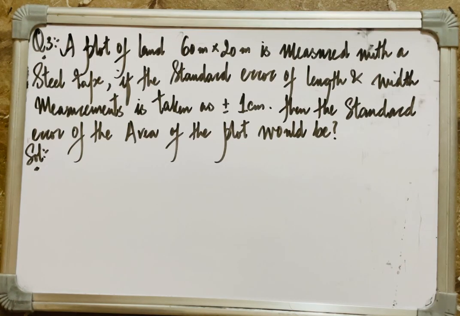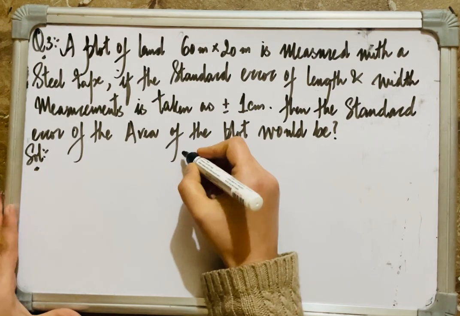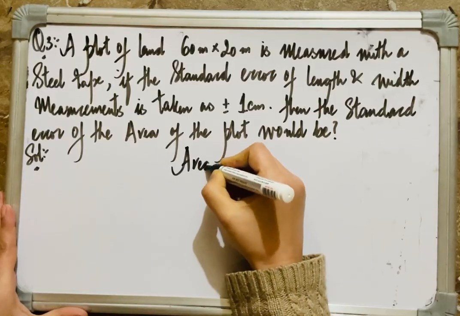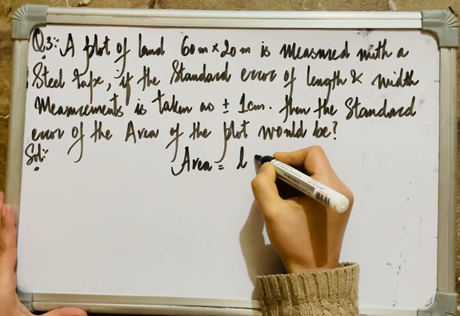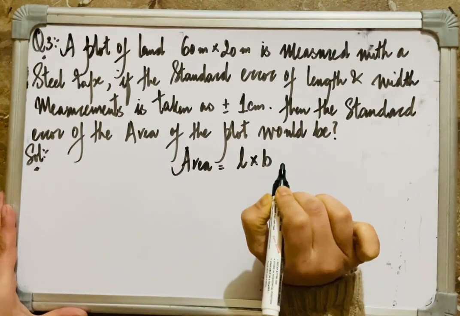All right, we'll use the same differential equation, and we will try to solve it. Because the effect of the propagation of standard errors is found by differentiating with respect to each of the observed quantities and then summing them up to obtain the total effect. All right, so let's do it. We know that area is given by length multiplied by breadth.